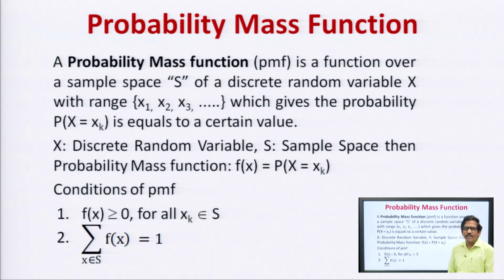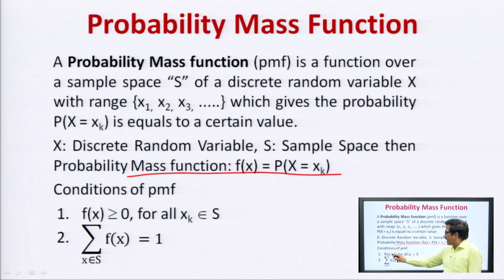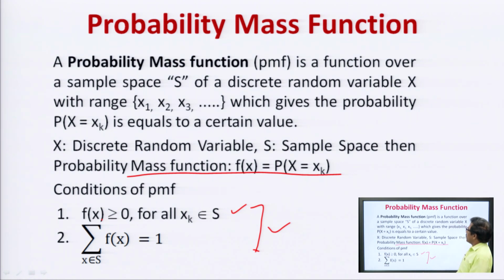If our random variable is a discrete random variable, then what is the probability mass function? The probability mass function is a function over a sample space S of a discrete random variable having the values x1, x2, x3, x4 etc., which gives the probability that X equals a certain value. The probability mass function f(x) is equal to P(X = x_k). Basically, a probability mass function must satisfy at least two conditions. First, f(x) must always be greater than or equal to 0 for all values of x_k, and second, the basic condition that the summation of all f(x) is equal to 1 over the sample space. If our function satisfies these two conditions, then that function is known as a probability mass function.